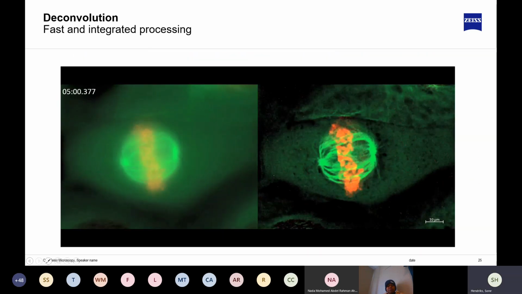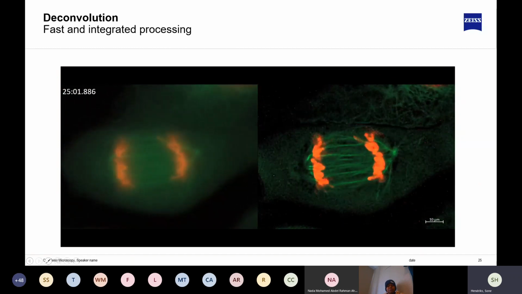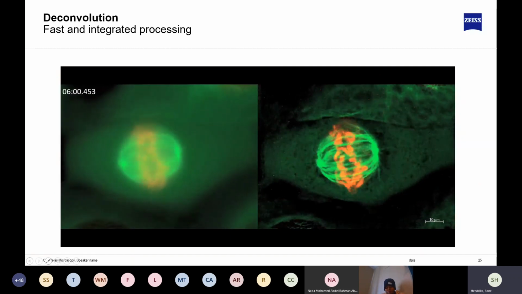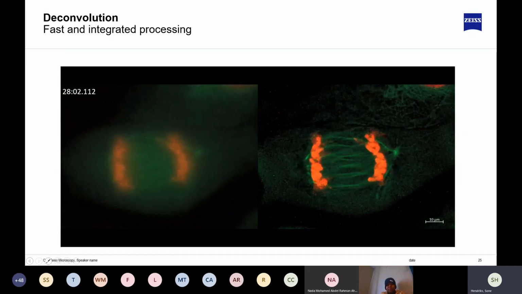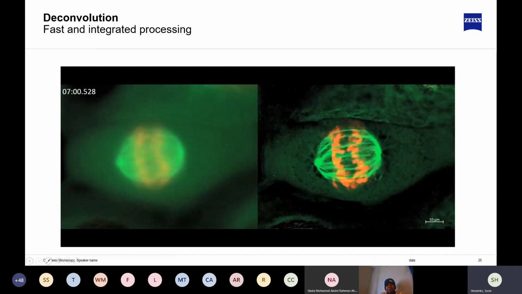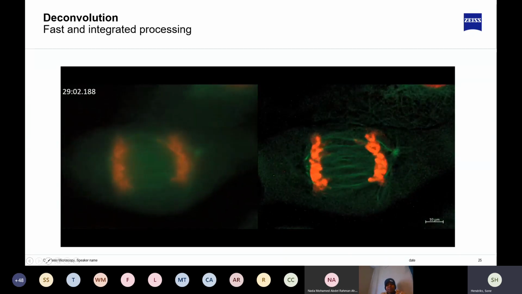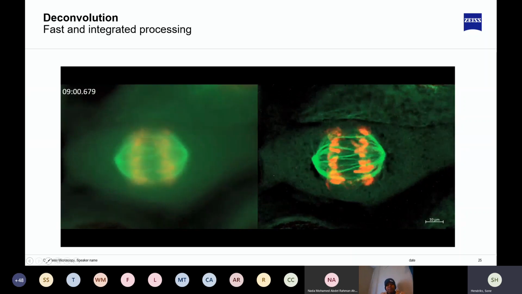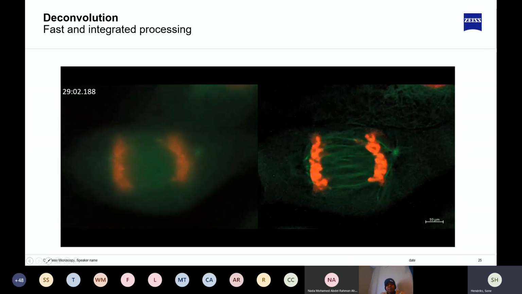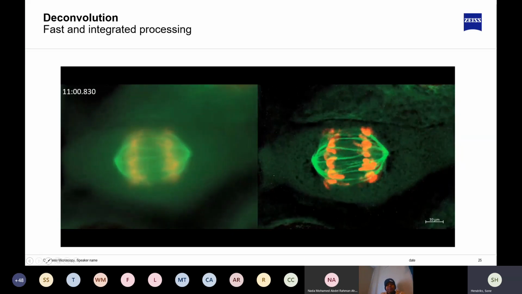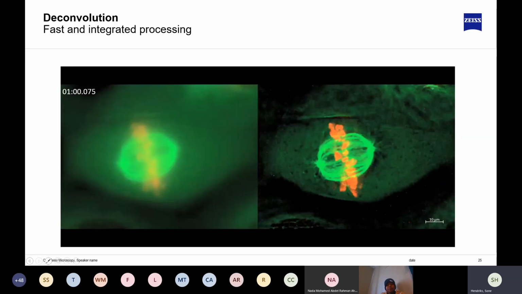Moving on, you can also do live cell imaging. Here you can see deconvolution can help you resolve microtubule structures better, and our ZEN software offers fully integrated deconvolution, with very easy workflows. It gives you four options, you choose one, and because we are moving to GPU-based deconvolution, it is extremely fast as well and very easy to use.